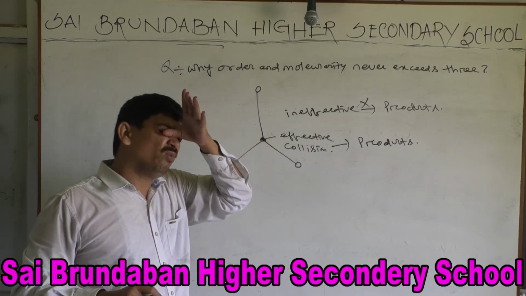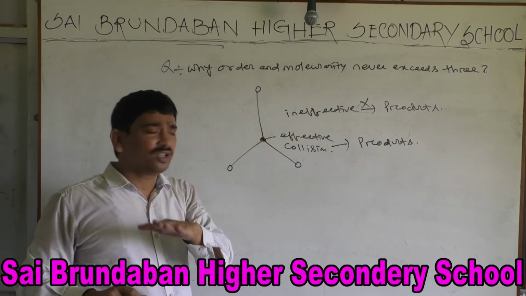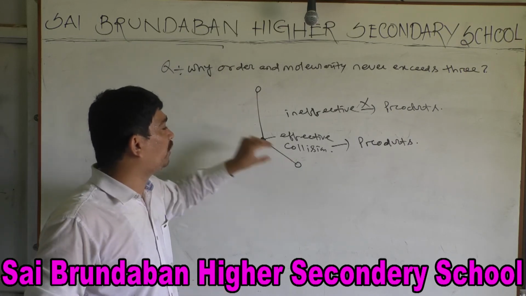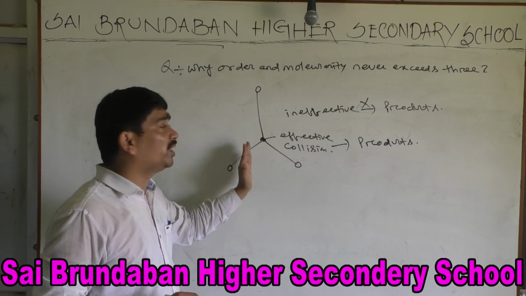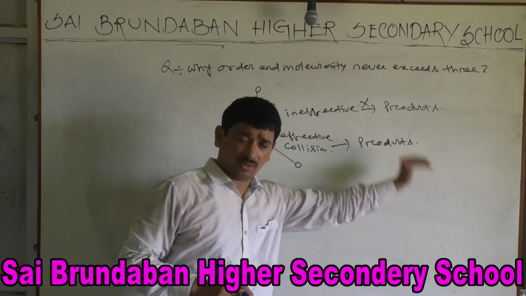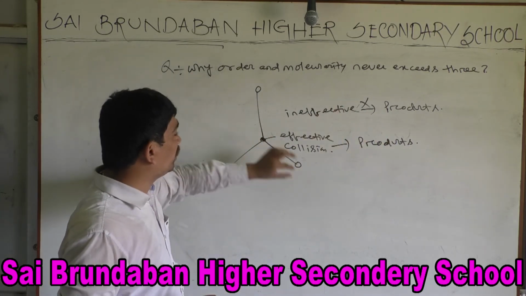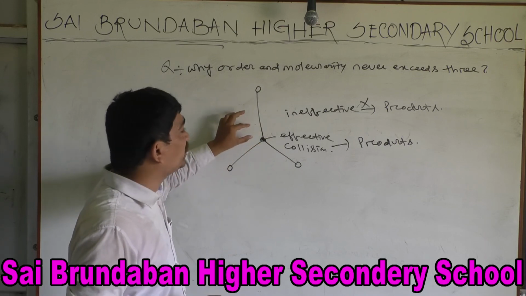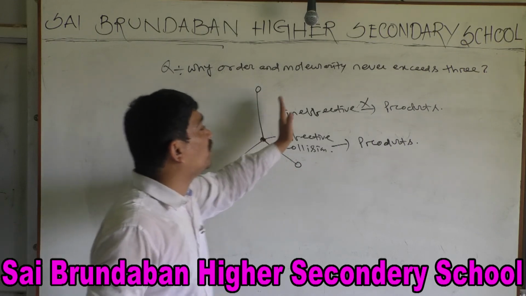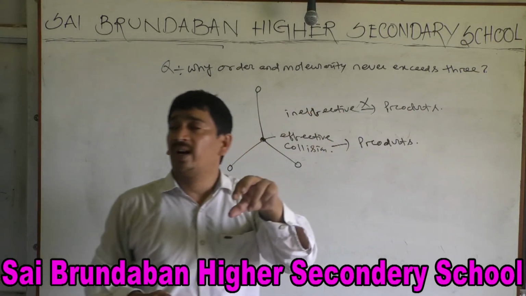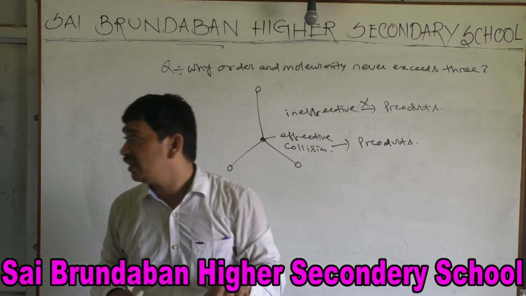What is the reason? We know that this space has 3 coordinates. So probably from 3 sides the molecules will come to collide at a particular place. Then the collision is effective. When the collision is effective, that gives rise to product. But when more than 3 molecules come to collide at a particular place, this collision is ineffective. When the collision is ineffective, that does not give rise to product. So we cannot predict the molecularity and order of reaction greater than 3.